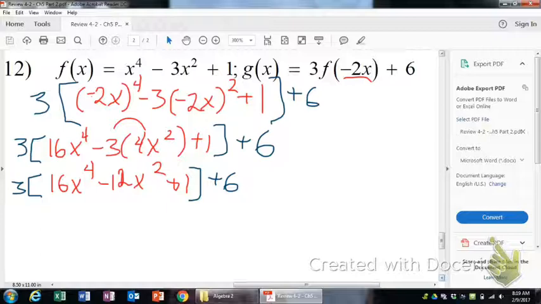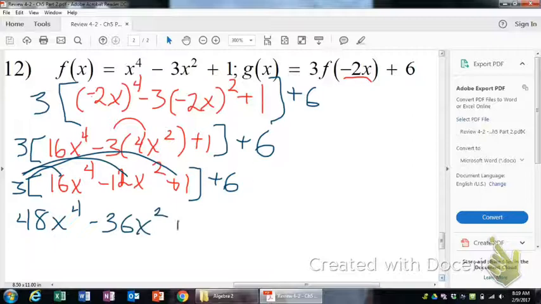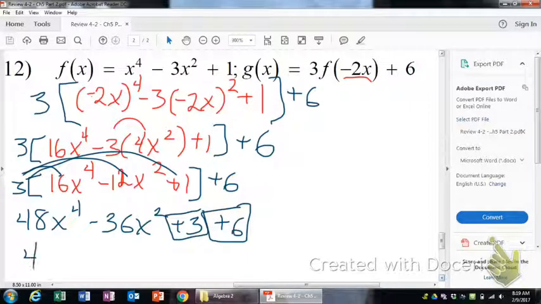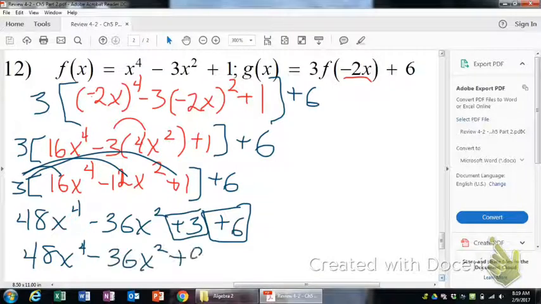I have 3 times the parentheses plus 6. PEMDAS once again says to multiply first, so I'm going to distribute to every term. And I get 48x to the fourth minus 36x squared plus 3. And then this plus 6 is still back here. So I'm going to go ahead and combine these like terms in the back to give me 48x to the fourth minus 36x squared plus 9. And there we are. That is my final answer.